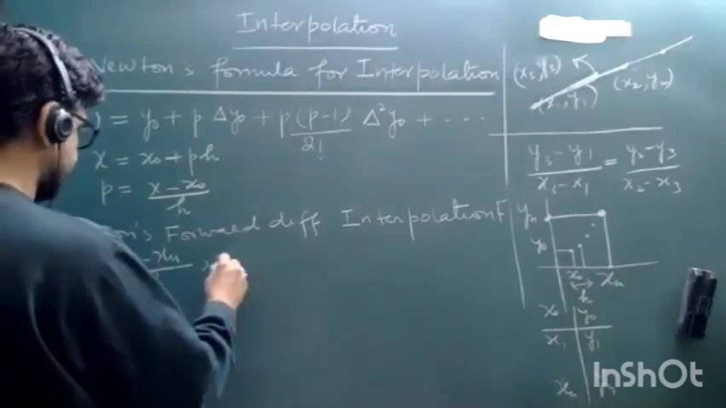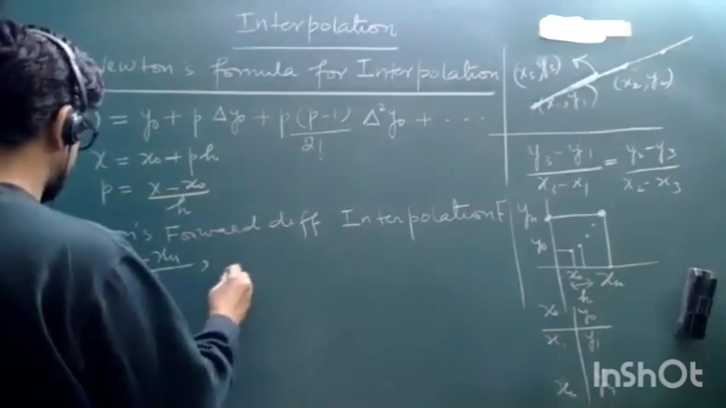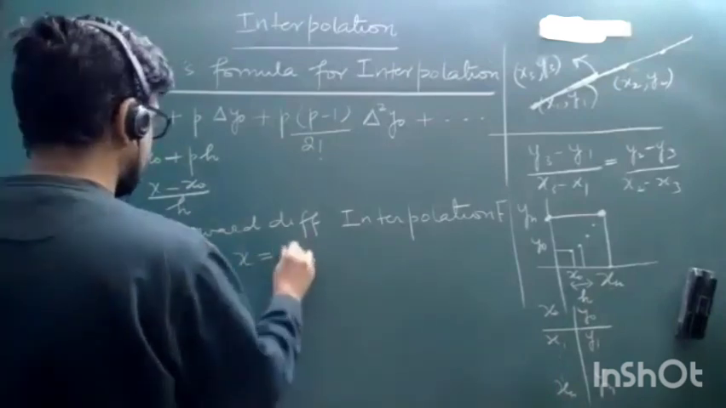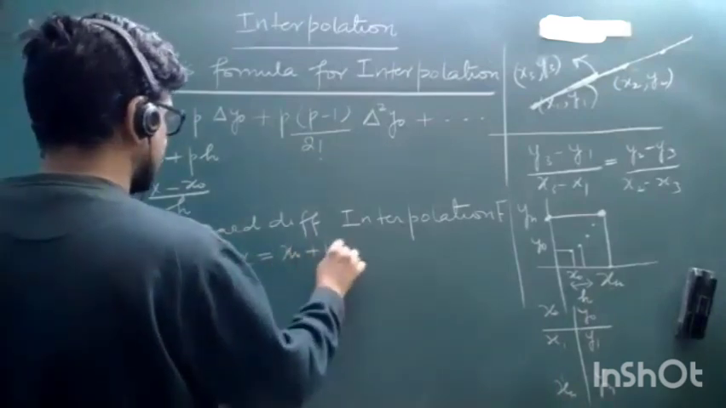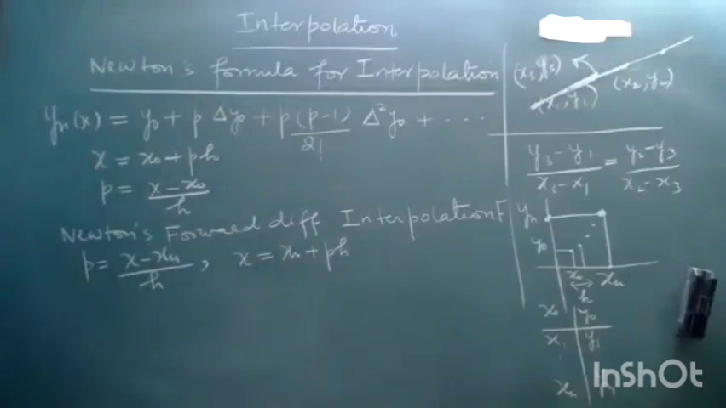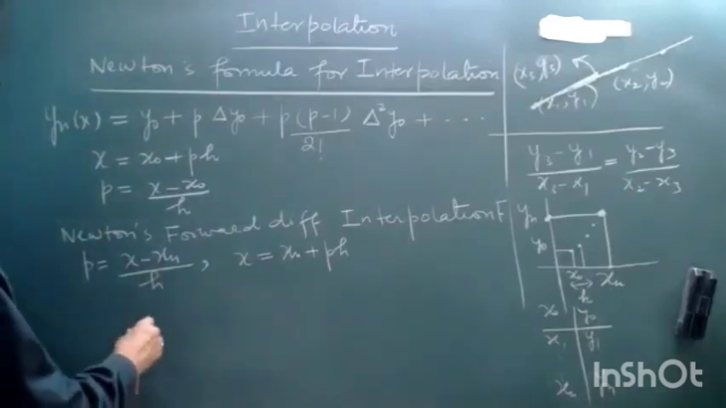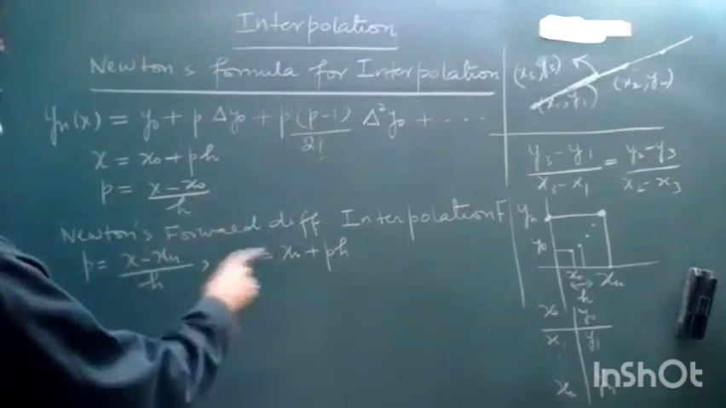x is equal to xn plus ph. x is equal to xn plus ph, correct? x minus xn by h, and here it is x is equal to x naught plus ph. Okay, so this is over Newton's forward difference formula.